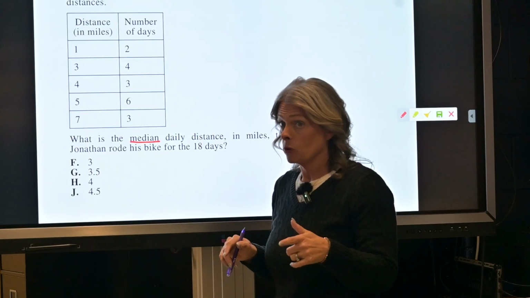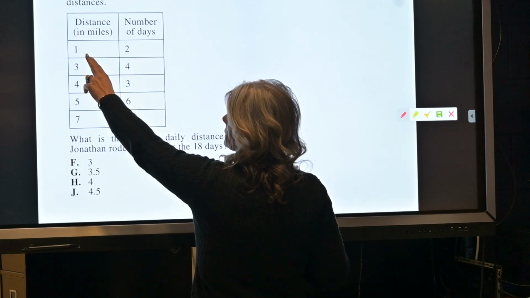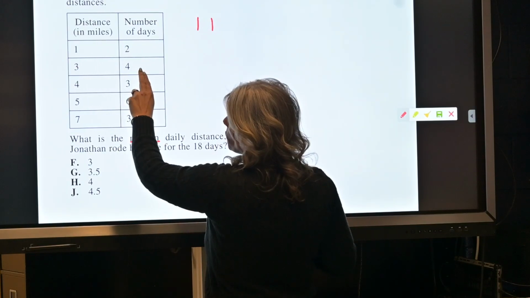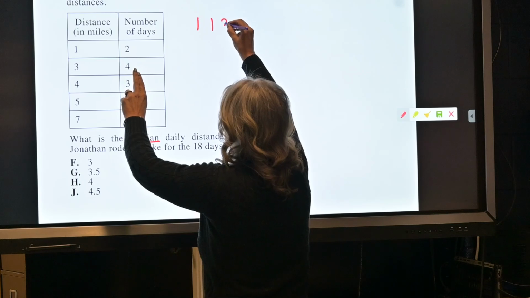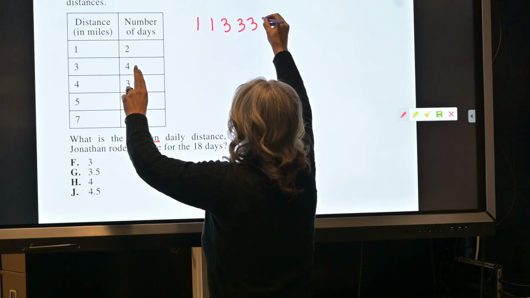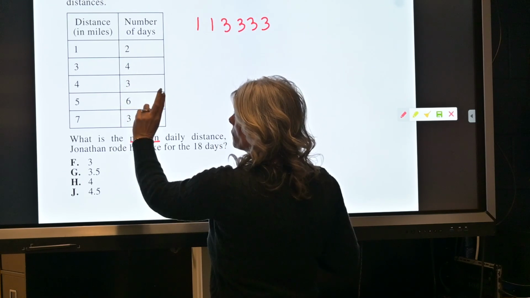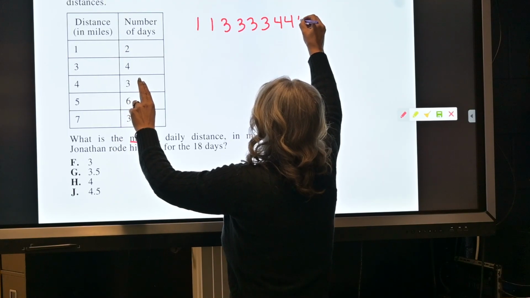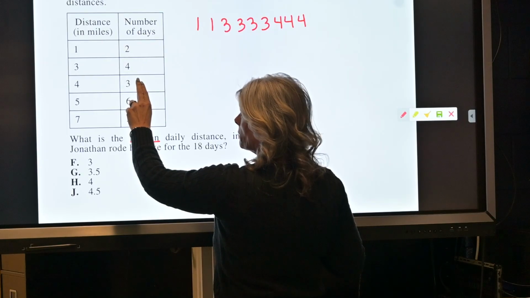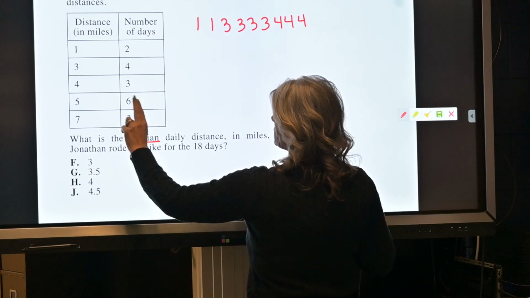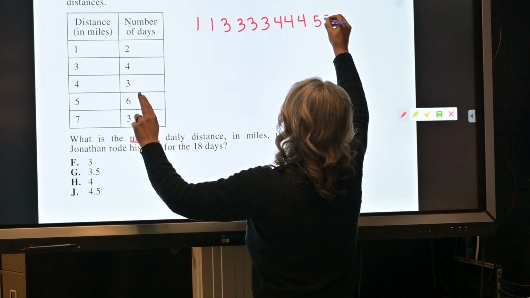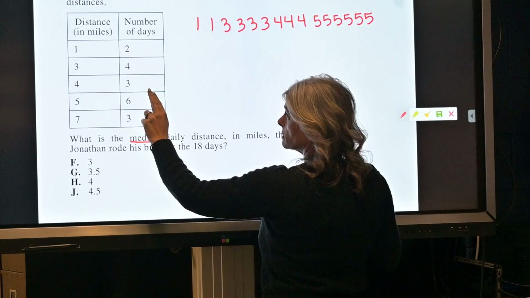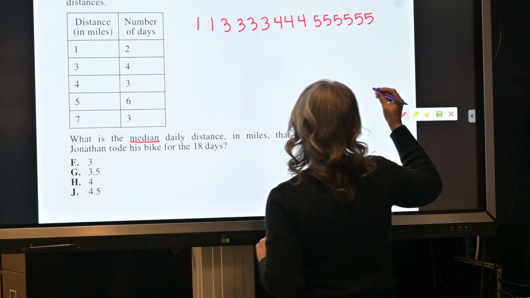They have to be in order, okay? So for 2 days, he went 1 mile. So you have to list it twice, okay? For 4 days, he went 3 miles. So I'm gonna write 3 4 times. For 3 days, he went 4 miles. So you have to write it 3 times, okay? For 6 days, he went 5 miles. So 1, 2, 3, 4, 5, 6. For 3 days, he went 7.